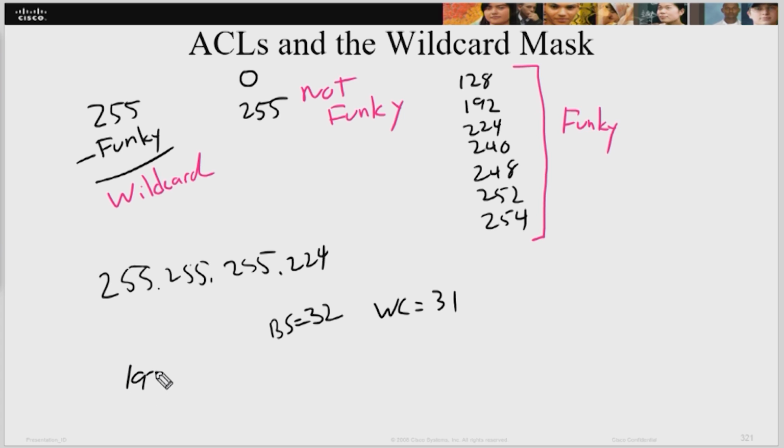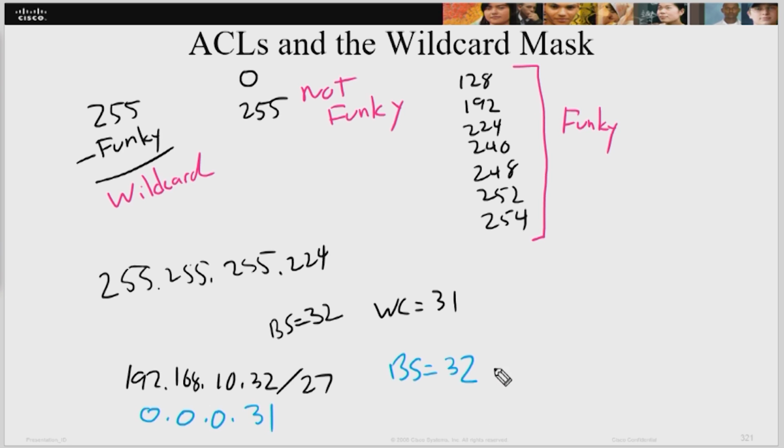One more example, 192.168.10.32/27. /27 is a block size of 32. So the wildcard mask is 0.0.0.31. Just in case you need to know, if you've got a subnet mask that's funky in a different octet.